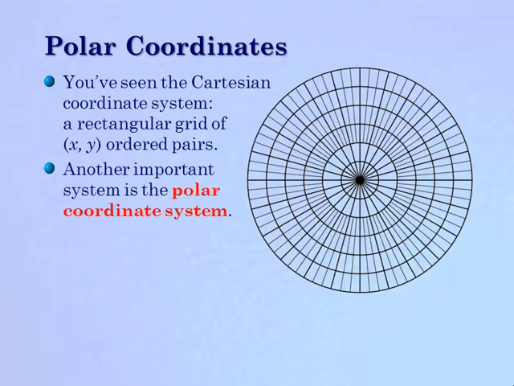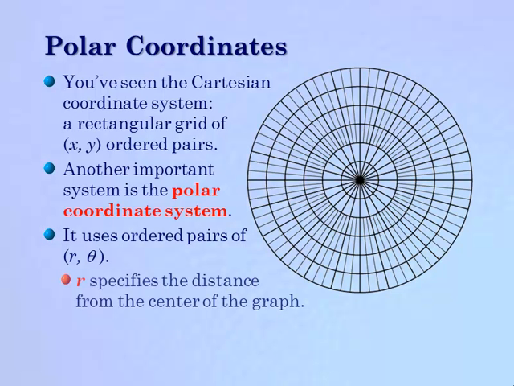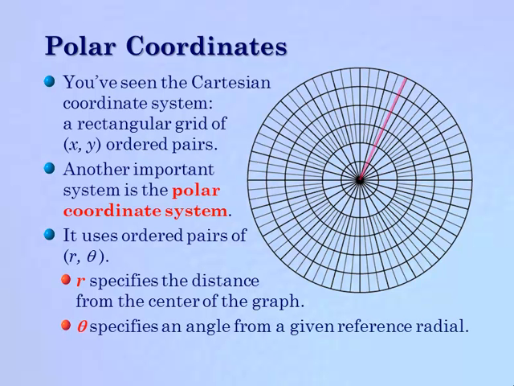And you'll notice in the center is where we start, and if we move out, we'll have 1 unit or 2 units or 3 units, and this will tell us how far out the r value should be for our first coordinate of ordered pairs. The second coordinate in our ordered pairs is the angle, and that specifies how far around the circle we'll plot our point from some sort of zero reference line.